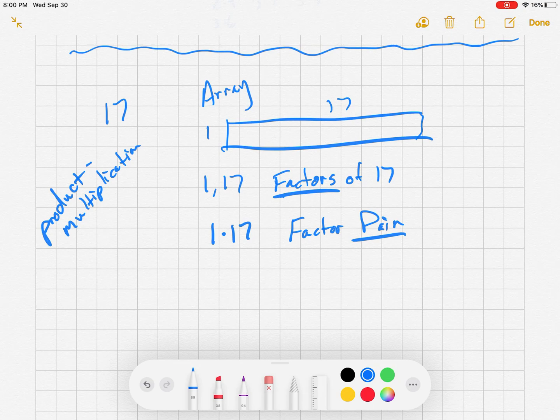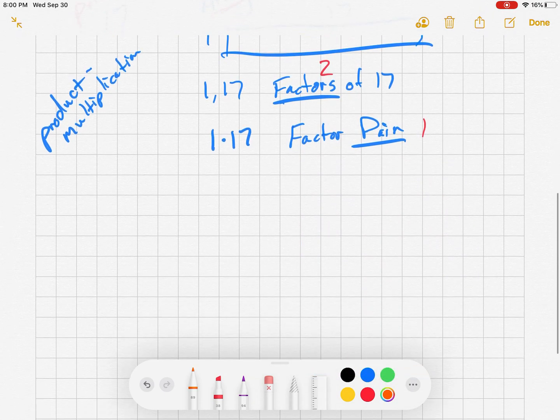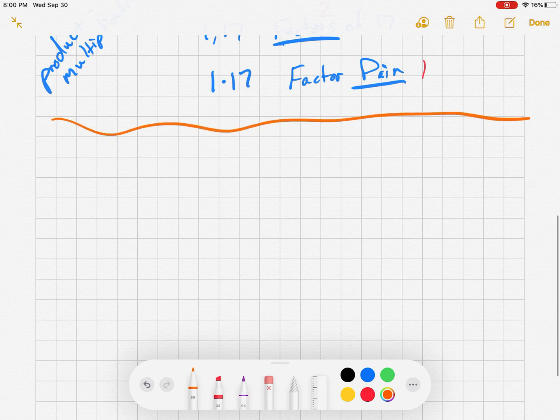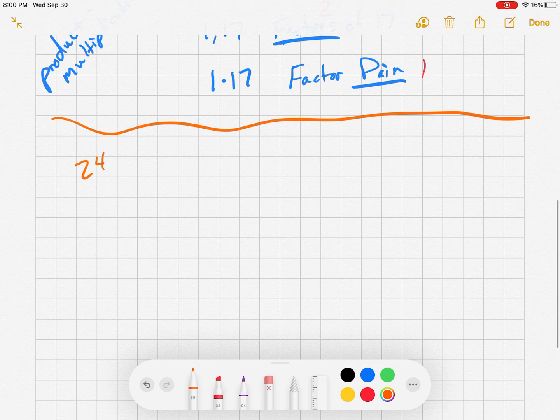So 17 has two factors, but they have one factor pair, all right? Now remember, 17 is prime, right? Prime. So we only had one array that we could create with that. Let's choose a little bit more difficult problem, one that has a little bit more action in it here, okay? Let's choose something like 24.